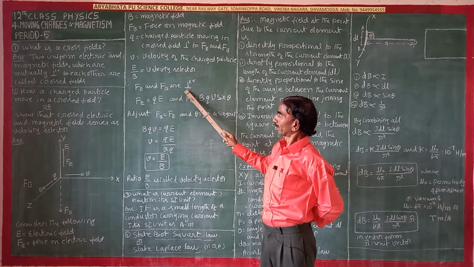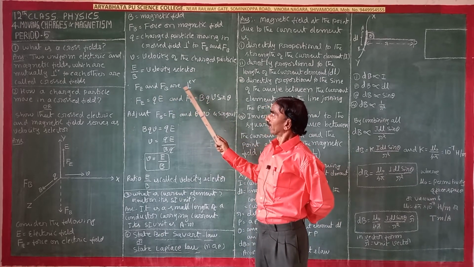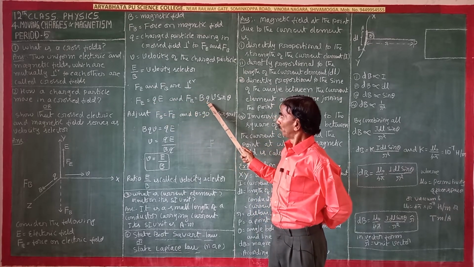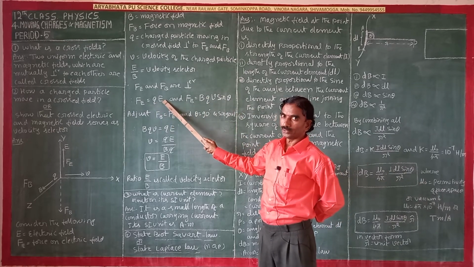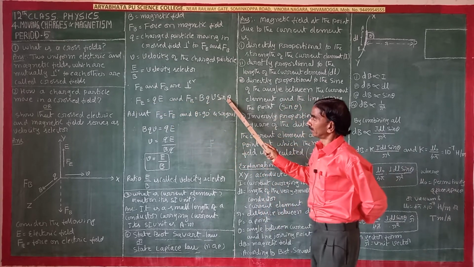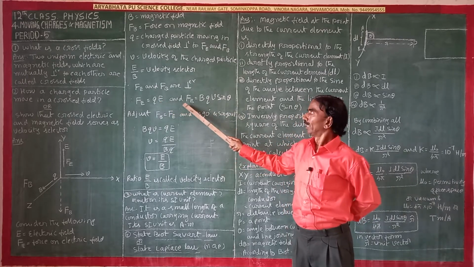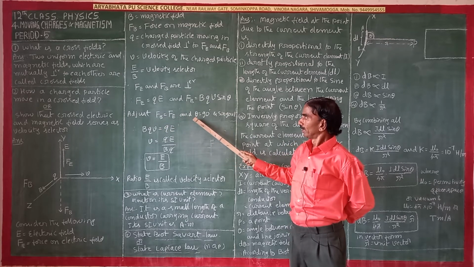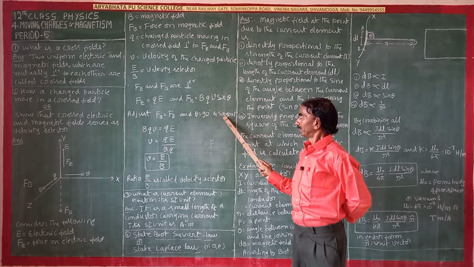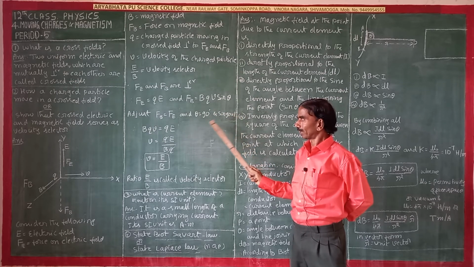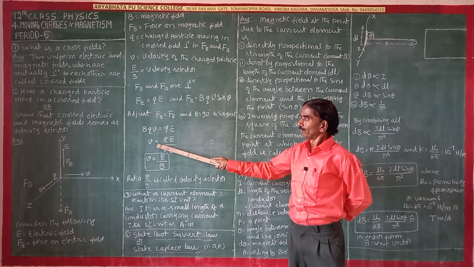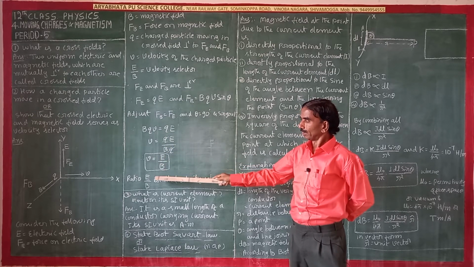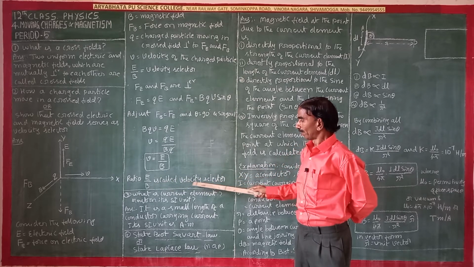Fe and Fb are perpendicular. Fe is equal to QE and Fb is equal to BQV sin theta. Adjust so that Fb and Fe are equal and theta is equal to 90 degrees, so sin theta is equal to sin 90, which is equal to 1. BQV is equal to QE, so V is equal to QE by BQ. Q cancels, so V is equal to E by B. The ratio E by B is called the velocity selector.